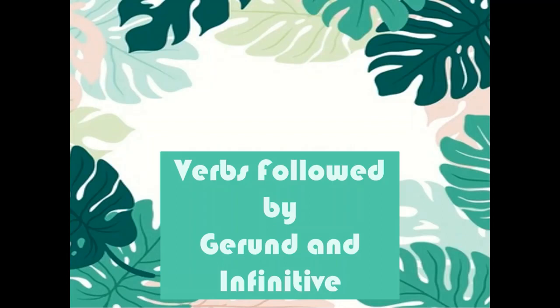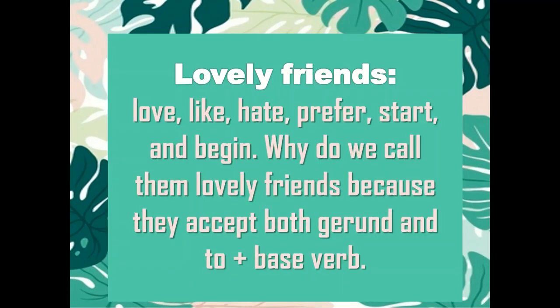Unit 4, Oxford Grade 4. Verbs followed by gerund and infinitive. I call them lovely friends. Why do I call them lovely friends? Because they accept both gerund and to plus base verb, with a slight difference in meaning.